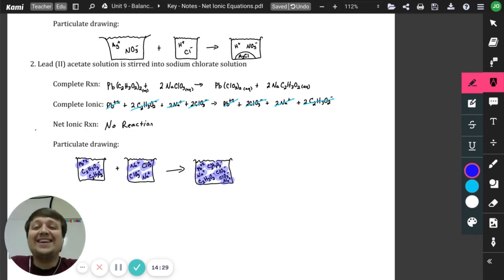So that is net ionic equations. And I know that it does take a little bit of time to get these through, but they are pretty simple once you kind of break it down into its parts.